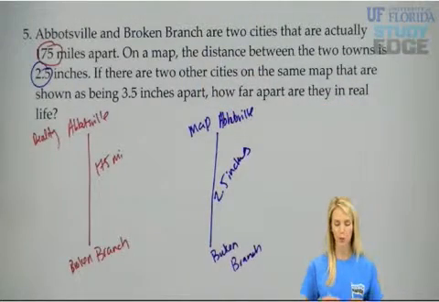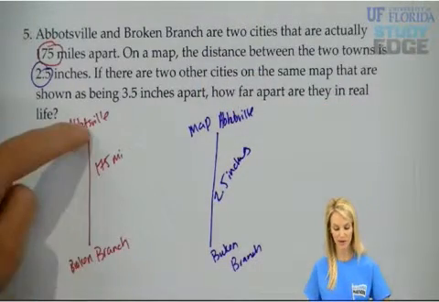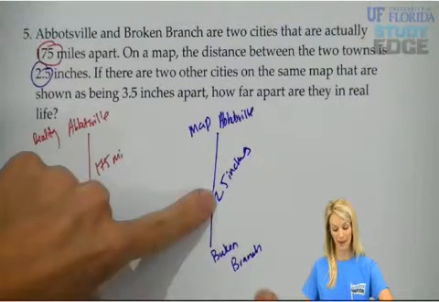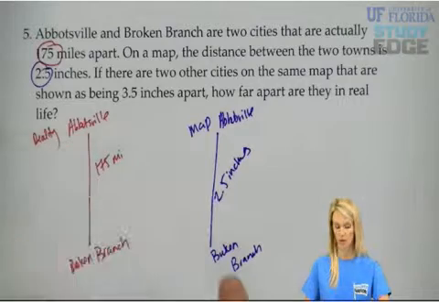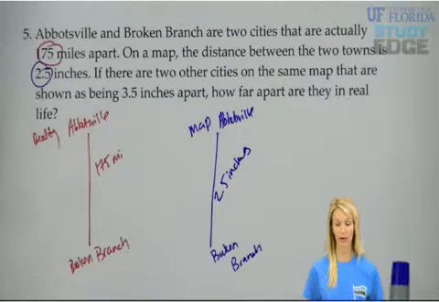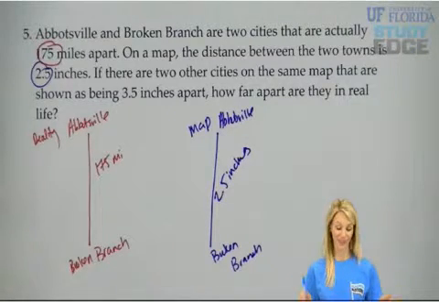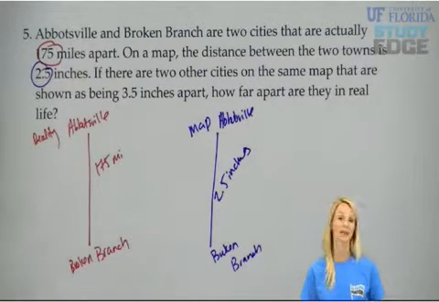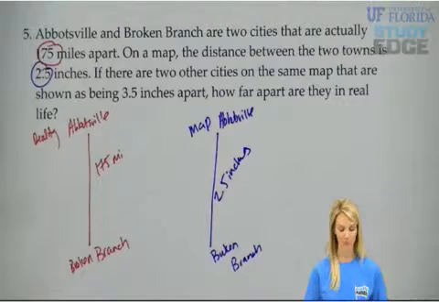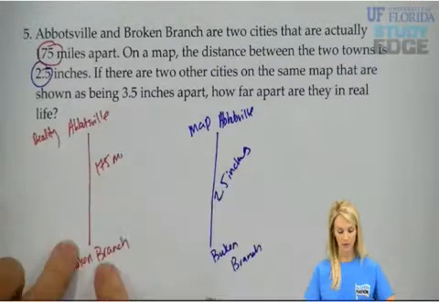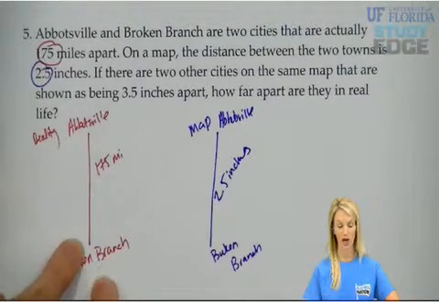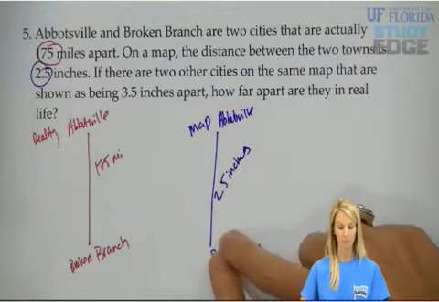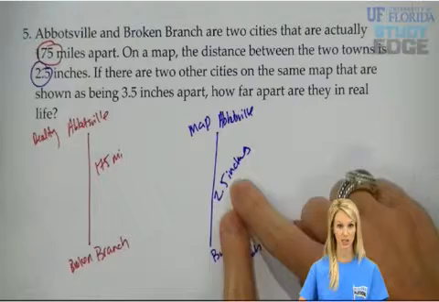All right, so what are we told here? 175 miles is shown on a map, is represented by a distance of 2.5 inches. So there's a couple of different ways to think about this problem. I know some of you probably jumped in and started setting up proportions, but before we do that, let's think about what this problem is actually doing. It's saying, okay, if Abbotsville and Broken Branch are 175 miles apart, then we can connect those two on a map by doing a distance of 2.5 inches.